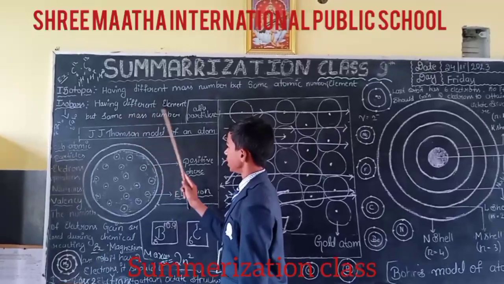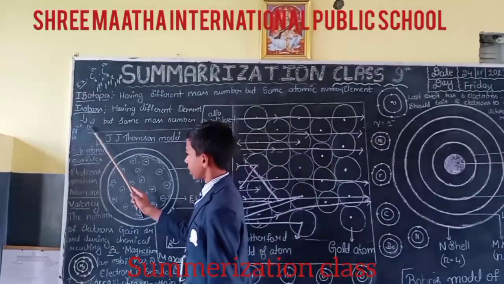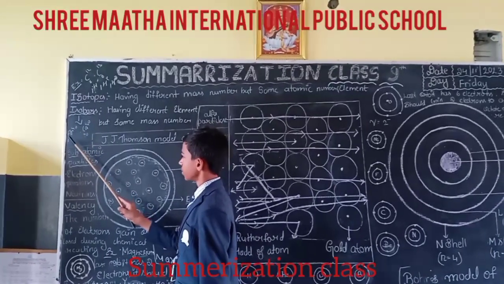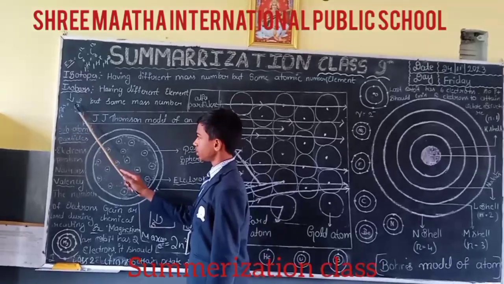Isobars are atoms of different elements but the same mass number. Example: calcium and argon. The mass number is the same for both.